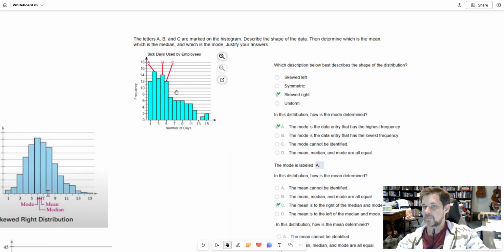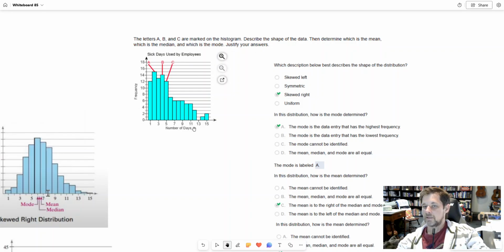Like I could say, for example, see how right here at 3 the bar goes up to 13? Then that means, for example, that there were 13 employees who used 3 sick days. In this case, that's what it means.